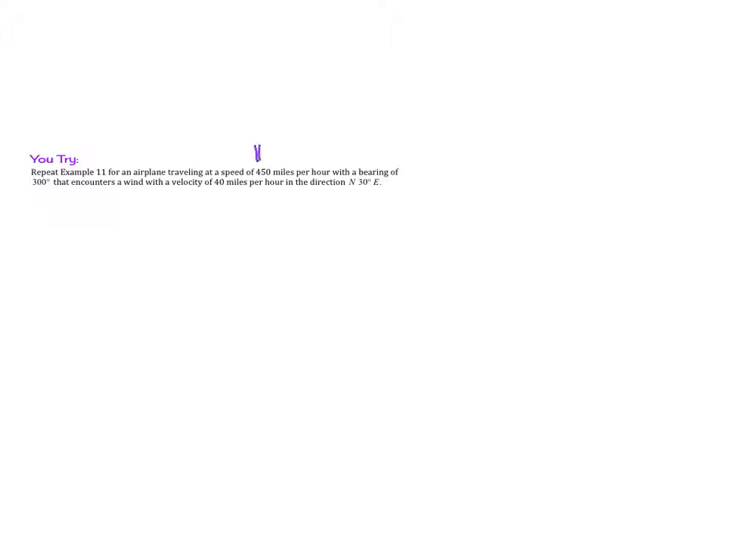So I know right away that that's going to be 450. That's our magnitude, with a bearing of 300 degrees. So remember, with air navigation, 300 degrees is clockwise from the north. So this is actually 300 degrees. So what we want to find is the directional angle here. So we can find that.